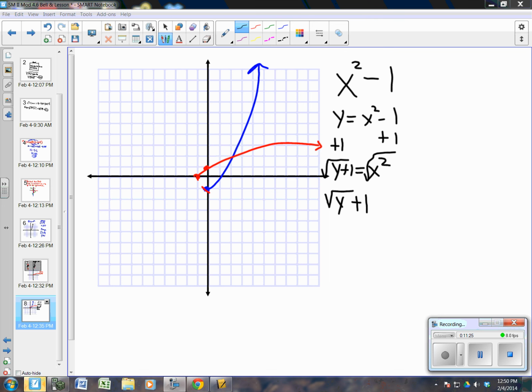Now, the whole x plus 1 is under the square root, because you can't take the square root of 1 when it's being added. You can only do it when it's being multiplied.